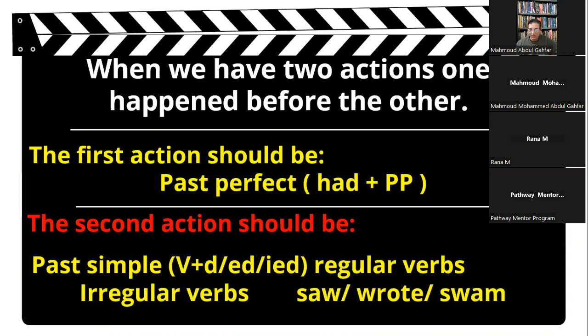Again, when we have 2 actions, one happened before the other, we put the first action in the past perfect, which is had plus the past participle of the verb. And the second action should be in the past simple, which is verb plus d or ed or ied. This is an ordinary rule that we know. So I studied hard should be I had studied hard, because this is the first action. And the second action should be in the past simple, which is I sat for the test.